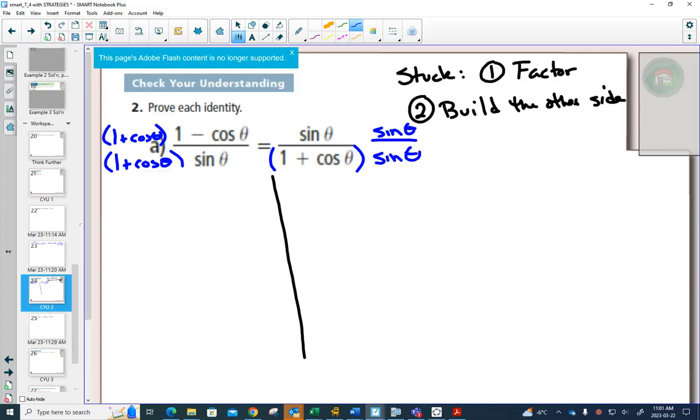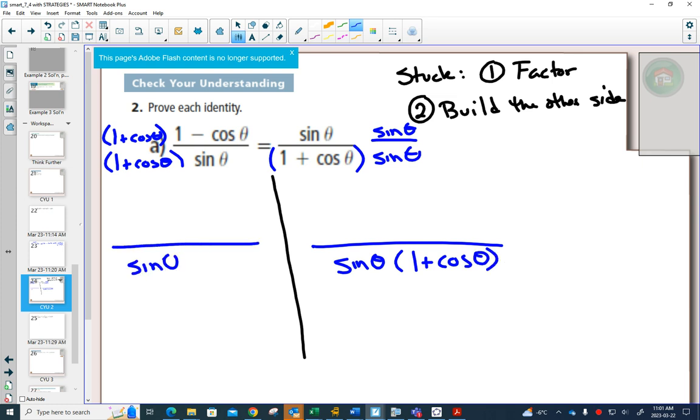So now, if I write my denominator, I'm not even going to multiply it out. I'm just going to leave it factored on this side and same thing on this side. Now, my denominators are the same. Close that bracket. On the right-hand side, sine theta times sine theta, that would be sine squared theta. And on the left-hand side, I have 1 plus cos theta multiplied by 1 minus cos theta.